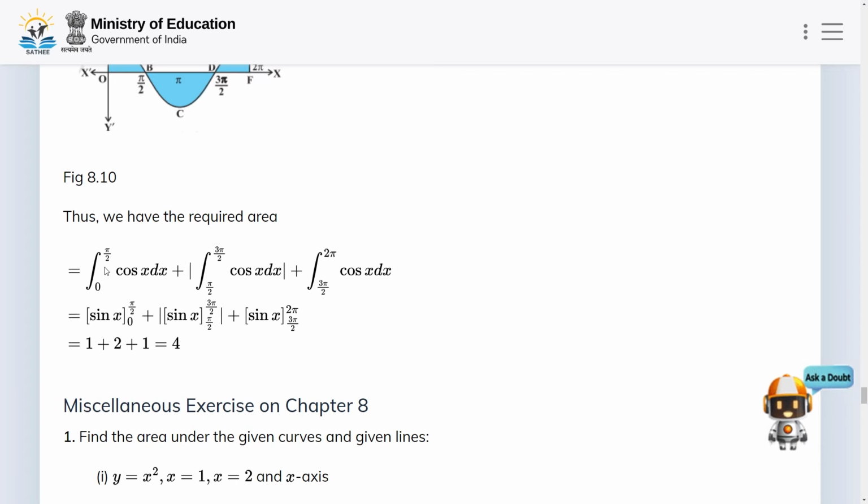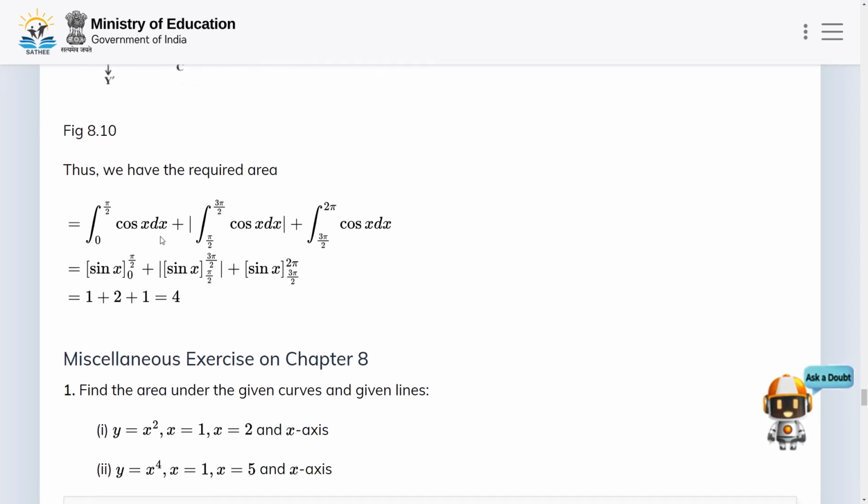Okay, so integral from 0 to pi of cos x dx plus modulus of the integral from pi by 2 to 3 pi by 2 of cos x dx plus the integral with limits 3 pi by 2 to 2 pi of cos x dx. This means that you know the direct integrals: sin x from 0 to pi by 2, modulus of sin x with limits pi by 2 to 3 pi by 2, sin x from 3 pi by 2 to 2 pi. Just evaluate it, you will get your answer as 4. So the required area will be 4 square units.